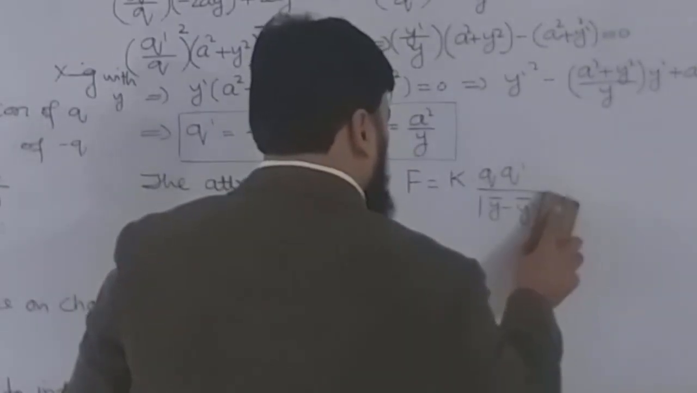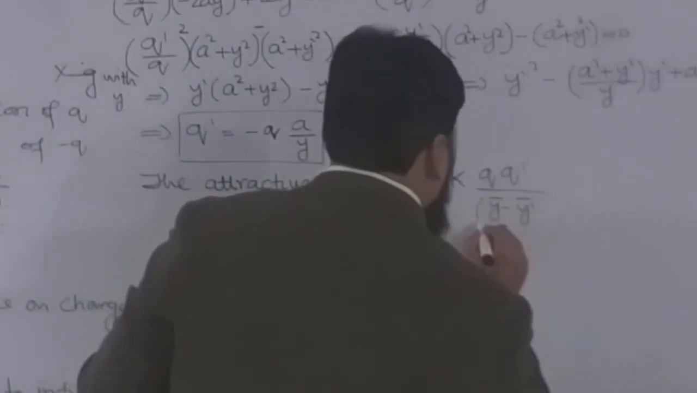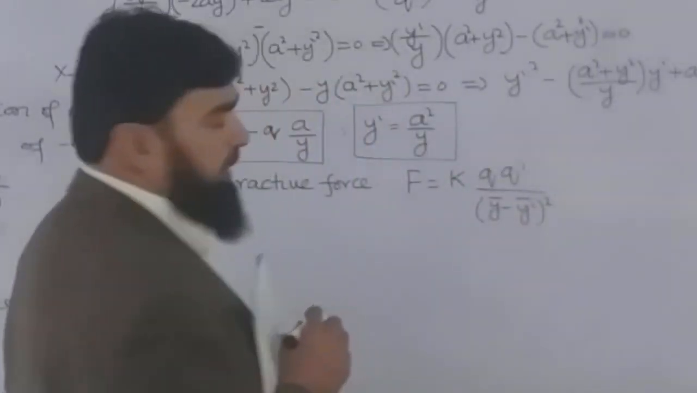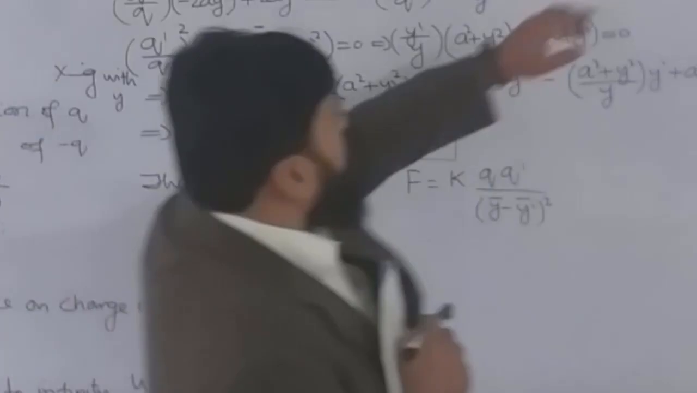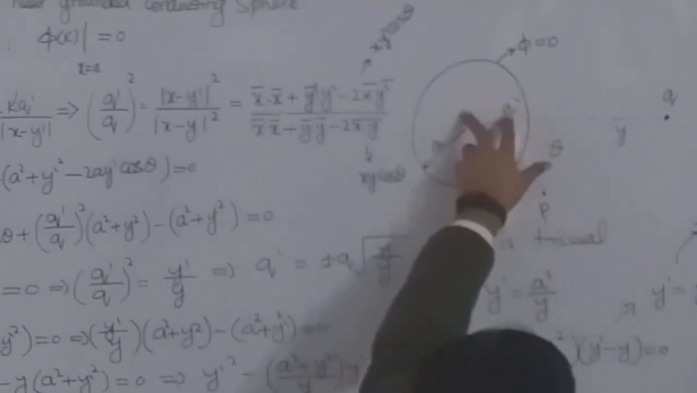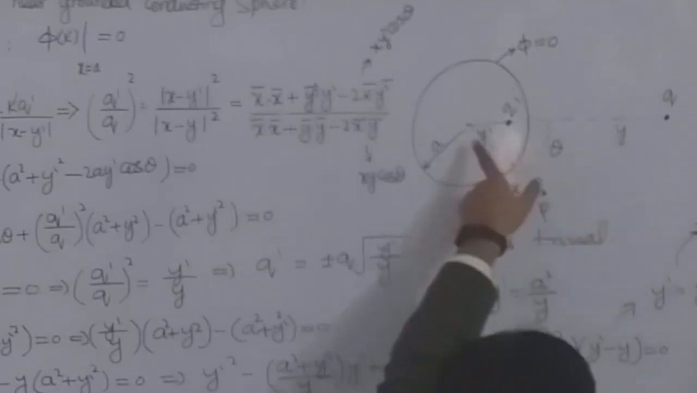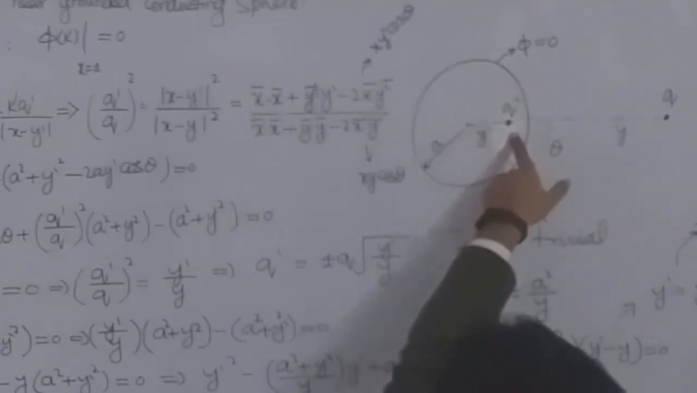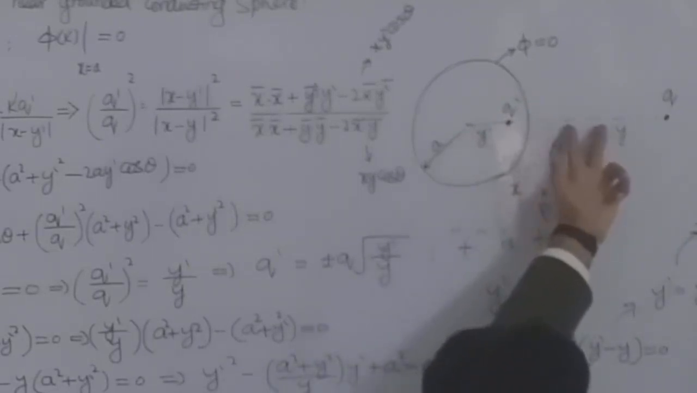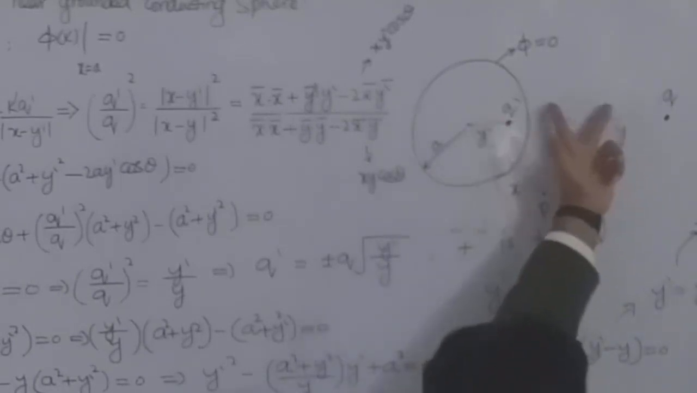Better I remove the absolutes because it's a force, so I will have to write y minus y prime squared. Because the total distance is y, then you will have to subtract this distance from it. Because y is from the center, y prime is also from the center. So the net distance between q and q prime will be y minus y prime. So it will be this distance only.